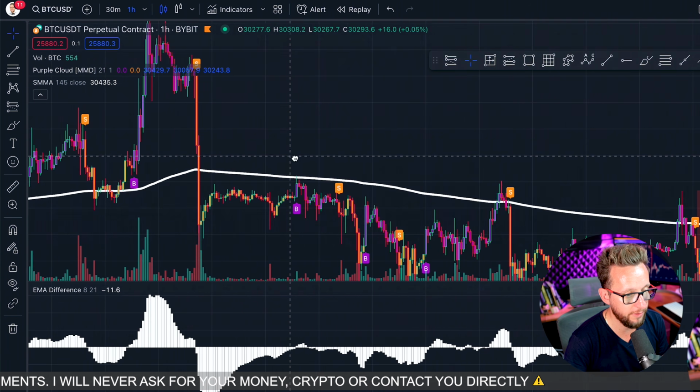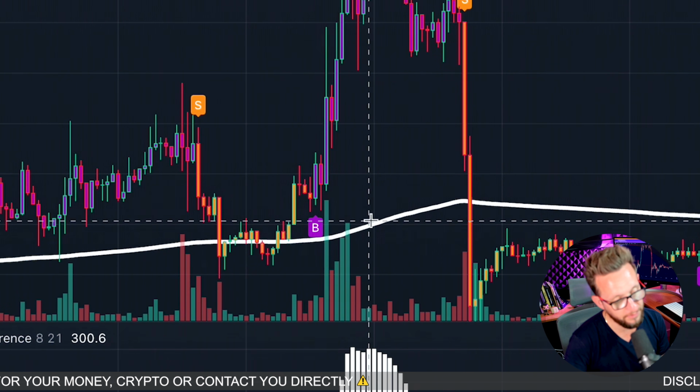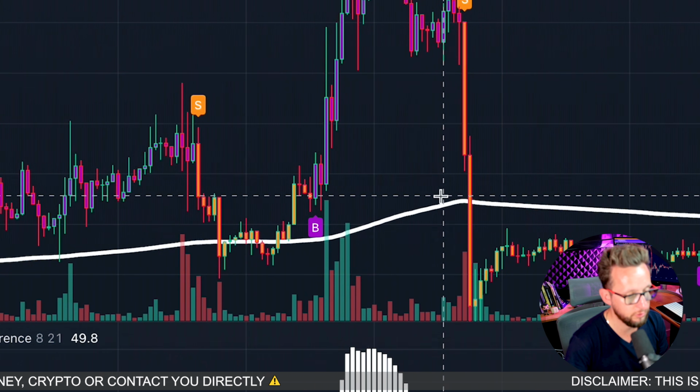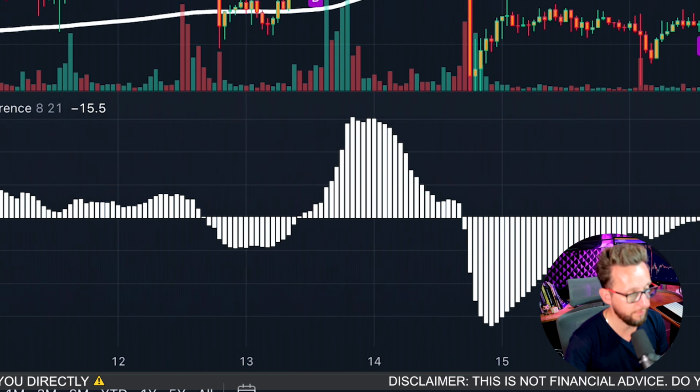We have a nice long over here, just here. We're looking for a buy signal. We're looking to be above the SMA, which is confirmed. So the current trend is confirmed as bullish. We need to be above on the histogram to be confirmed as well.